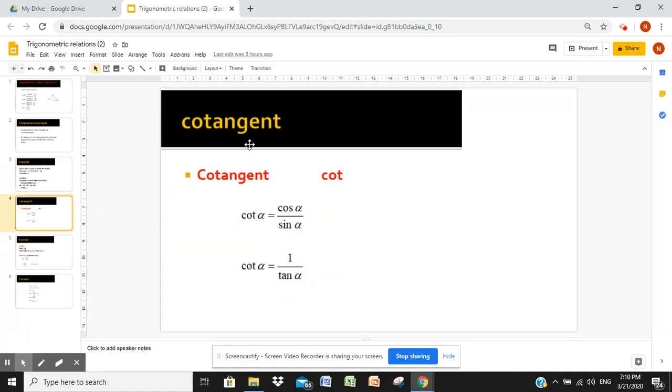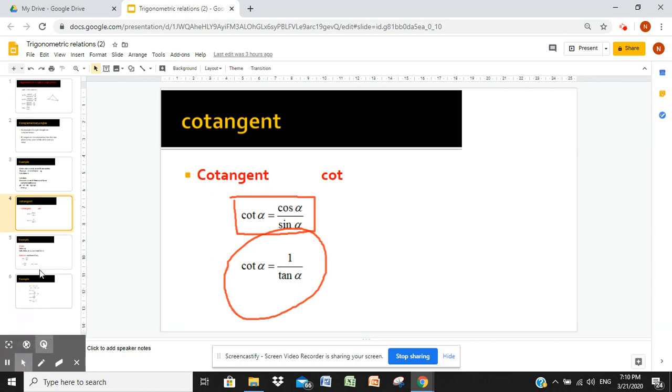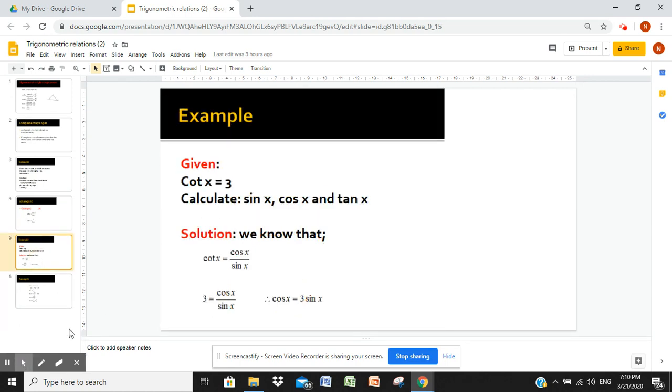Now, another trigonometric ratio is the cotangent. The cotangent is the inverse of the tangent. So the cotangent is 1 over the tangent. And since the tangent is the sine over cosine, the cotangent is the cosine over sine. Now, example. If we are given that the cotangent of an angle is 3, we have to calculate the sine, the cosine, and the tangent.